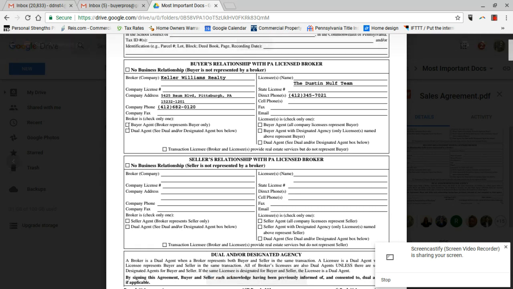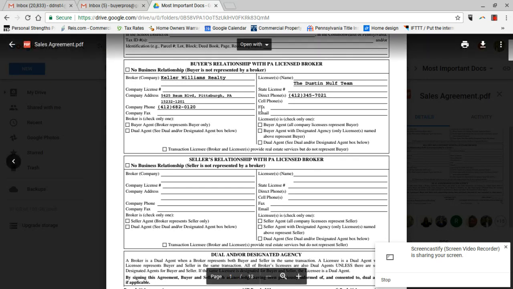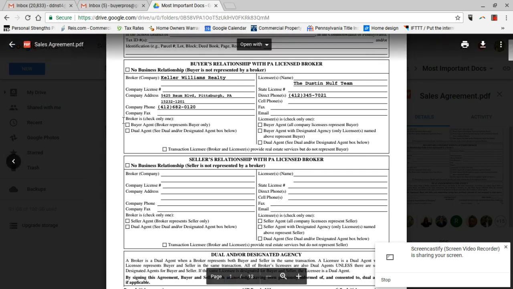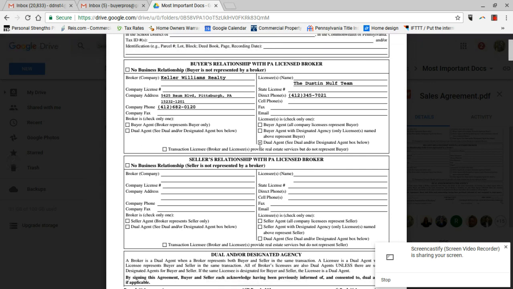So the broker represents the buyer because you're working with the buyer and you work for Keller Williams. The agent represents a buyer's agent, or a buyer's agent with designated agency, or a dual agent. So if you represent the buyer and the seller, you want to mark that Keller Williams is a dual agent and you're a dual agent. If you've been designated to work with the client for somebody else, then you're a designated buyer's agent.